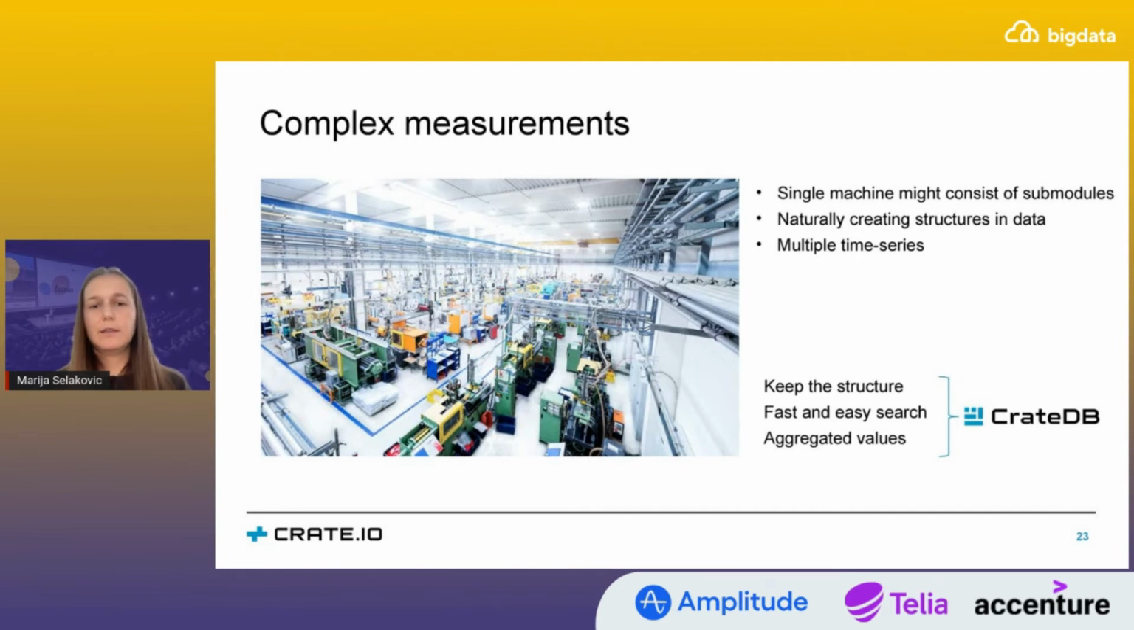Usually when we collect data from a single machine and from each of these submodules, maybe we would like to keep some sort of relationship between this data. We would like to know what type of data are coming from each module and how they relate with the data coming from that machine in general. So we see that the structures in data are naturally created, sometimes involving multiple time series.